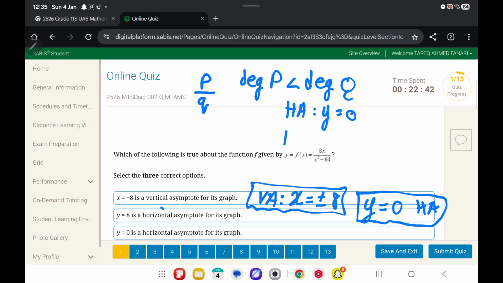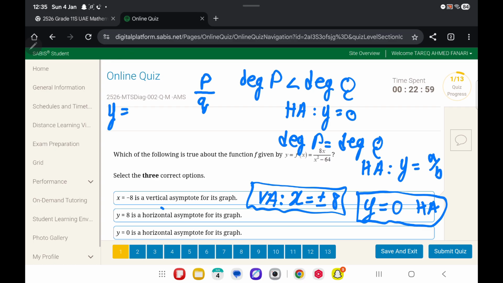Now, if they are equal, degree of p is equal to degree of q, then the horizontal asymptote is what? Y equals a over b. Okay, so as an example, give me y equals 7x cubed over 4x cubed. The horizontal asymptote here is what? 7 over 4. Y equals 7 over 4.